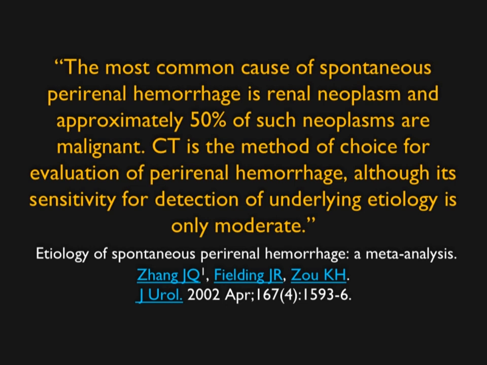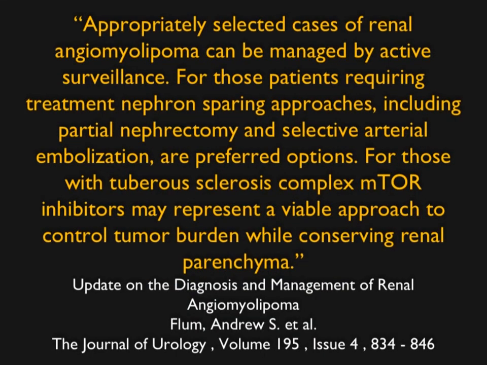Now, one challenge with AML sometimes is when the lesions bleed, it wipes out the fat. You just don't visualize the fat. So it can be somewhat challenging. Just a couple of conclusions, a couple of recent articles. This is the Management of Renal Angiomyolipoma, Journal of Urology, 2016, so it's the latest guidelines. Appropriately selected cases of AML can be managed by active surveillance. For those requiring treatment, nephron-sparing approaches, including partial nephrectomy or embolization, are preferred. For those with tuberous sclerosis complex, mTOR inhibitors may become an important management tool.